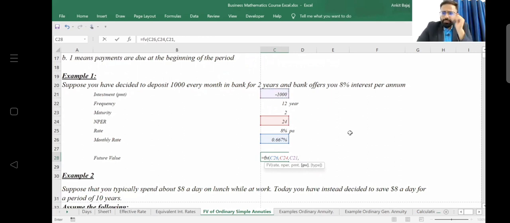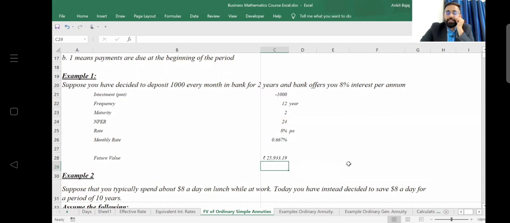Present value is 0 because we have not made any investment previously, so there is no present investment. It will be 0. And if nothing is mentioned, we have to assume that we are making the investment at the end of the period. So I will write down 0 here and close the bracket. And here I will get the answer, that is 25,933. You will be getting this after 2 years if every month you are investing 1,000 rupees.